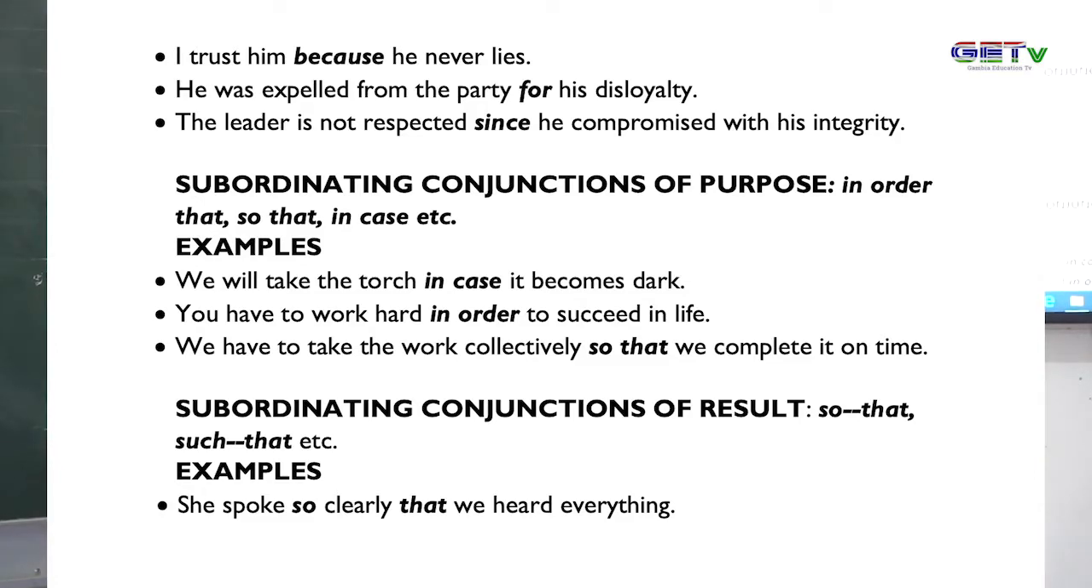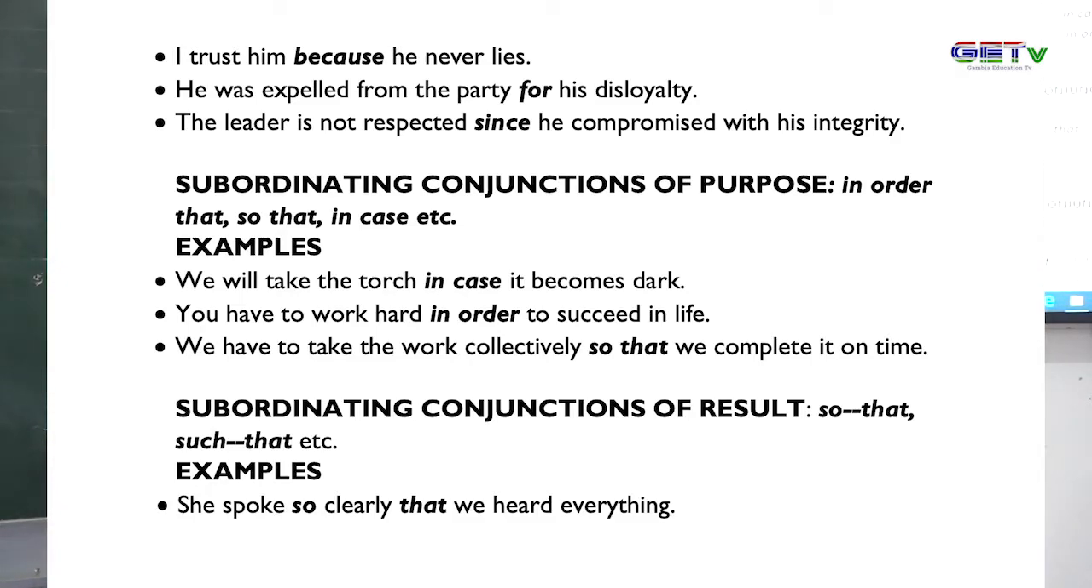Example 2, he was expelled from the party for his disloyalty. Here, by looking at this example, for is also acting as a conjunction, connecting the two. Example 3, the leader is not respected since he compromised with his integrity. So he's compromising his integrity and not being respected are two different statements, but the two are being connected with the conjunction since. From there we move on to subordinating conjunctions of purpose. Example: in order that, so that, in case, etc.